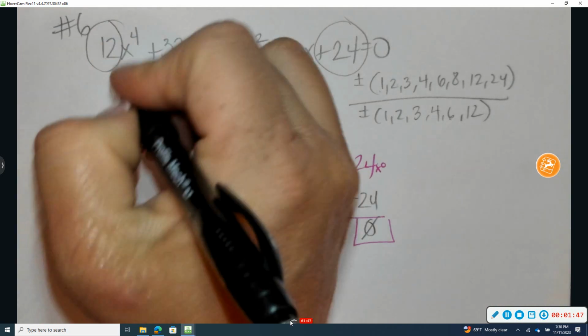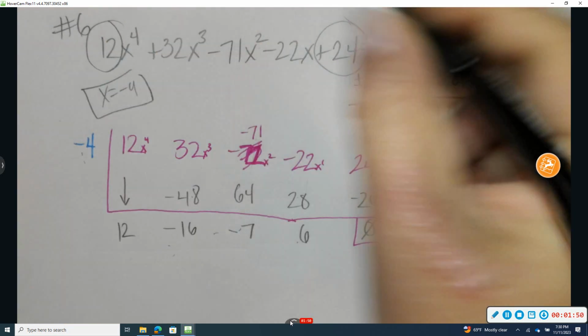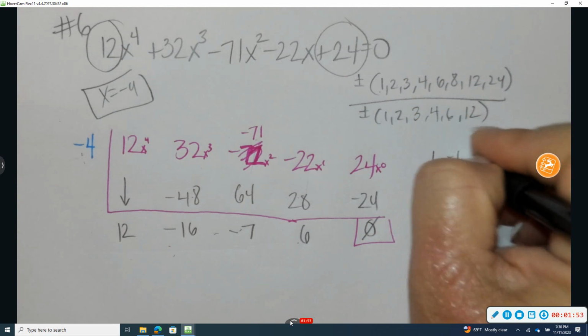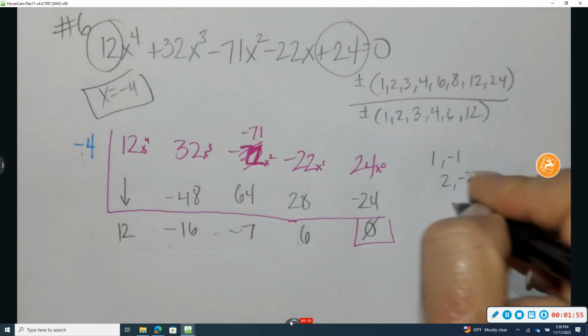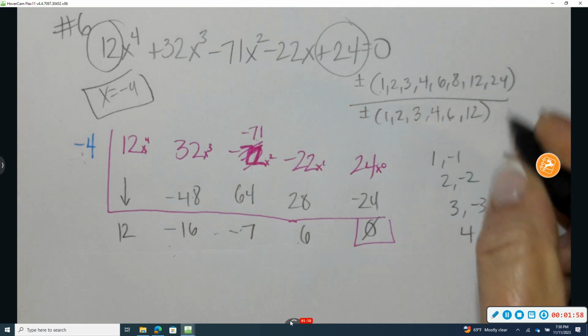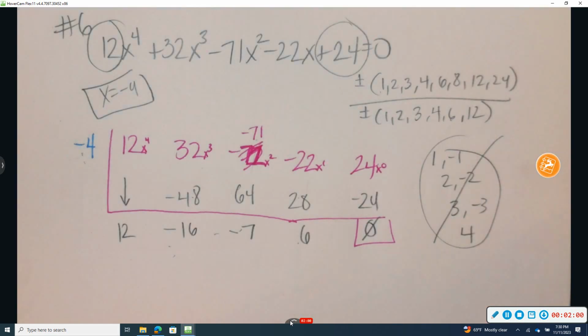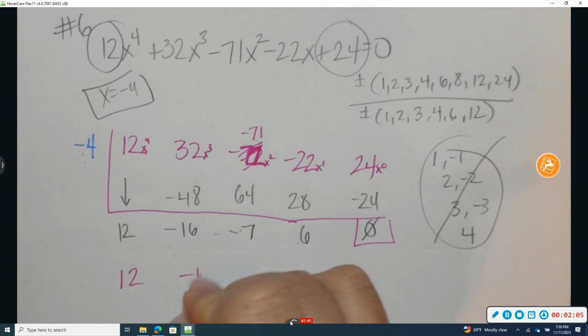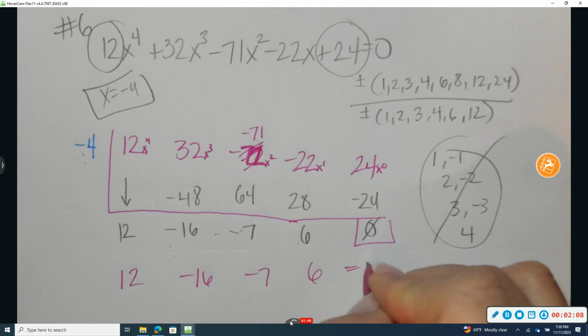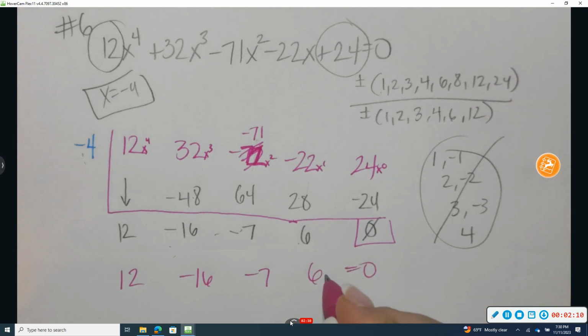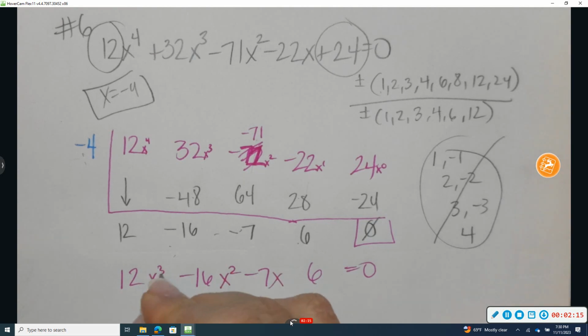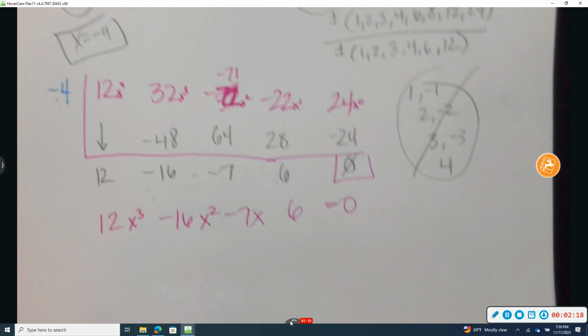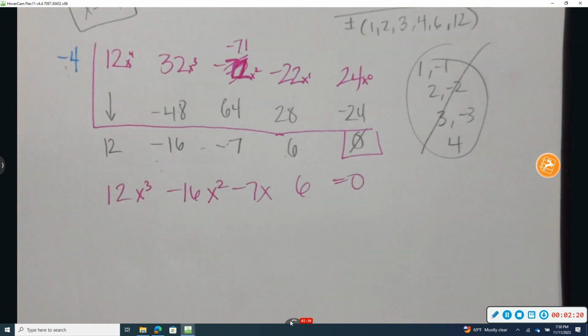So of these, I know that x equals -4 works. Remember, I tried 1, -1, 2, -2, 3, -3, and 4, and none of these worked. So what do I do with this? I have 12, -16, -7, 6 equals 0. To the left of the equal sign is no x's, or x to the 0, 1x, 2x, and 3x. So I always suggest the first thing you do is ask yourself, can I go ahead and factor this using the factor by grouping method?